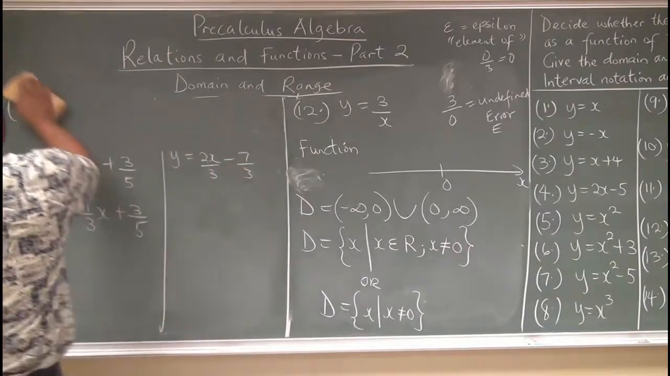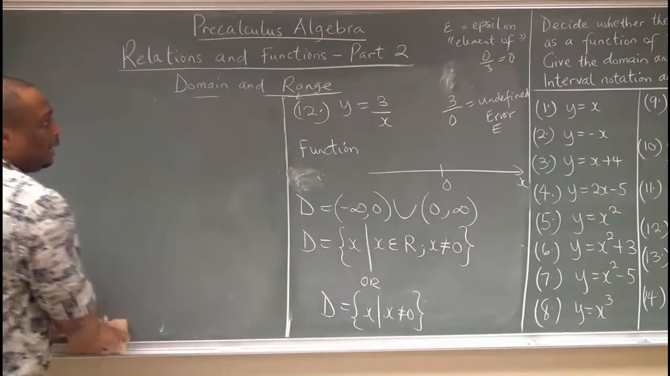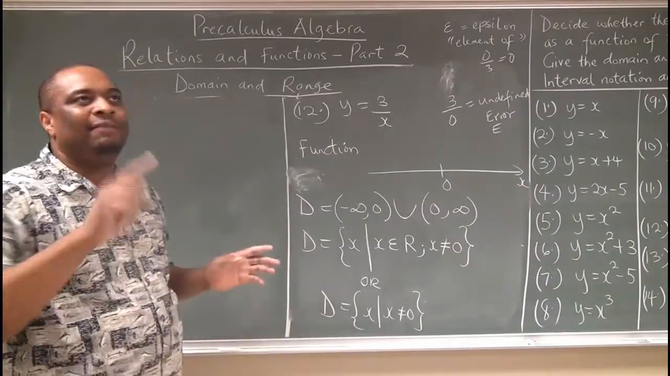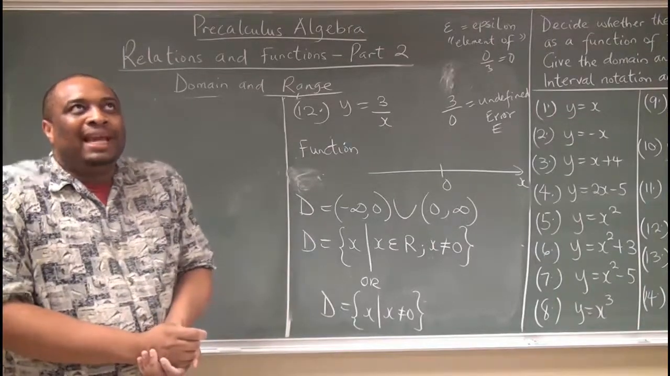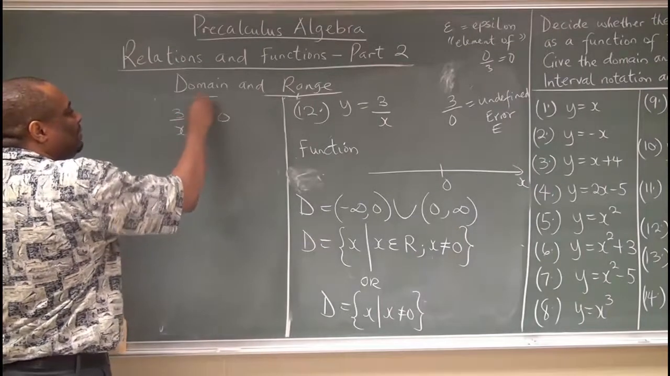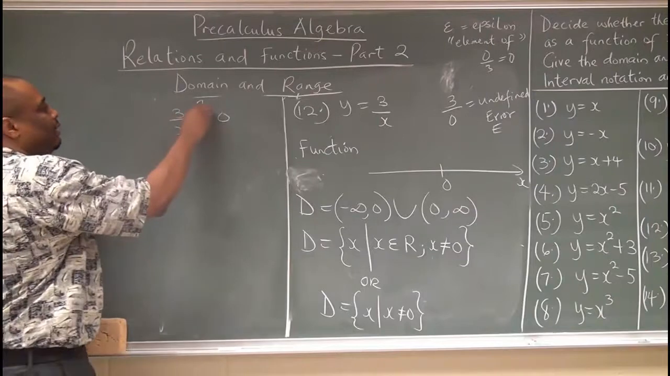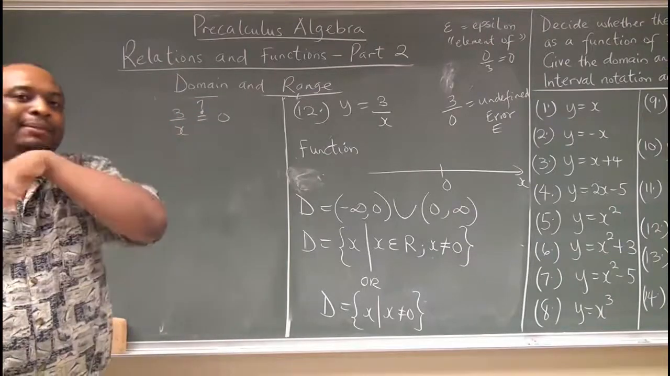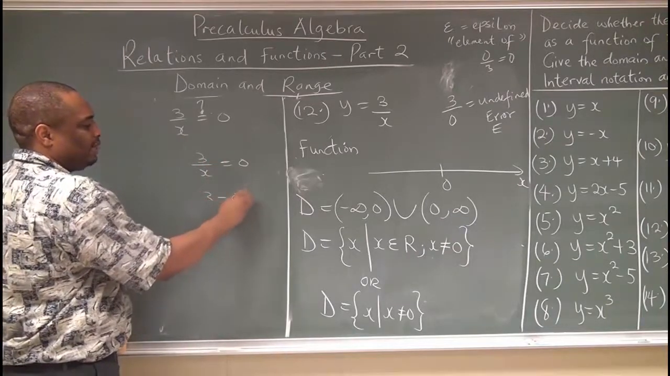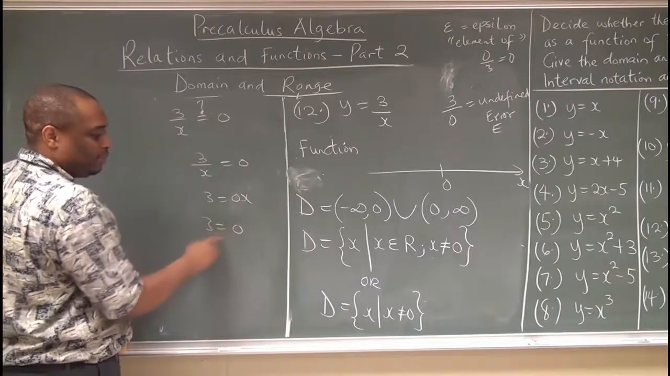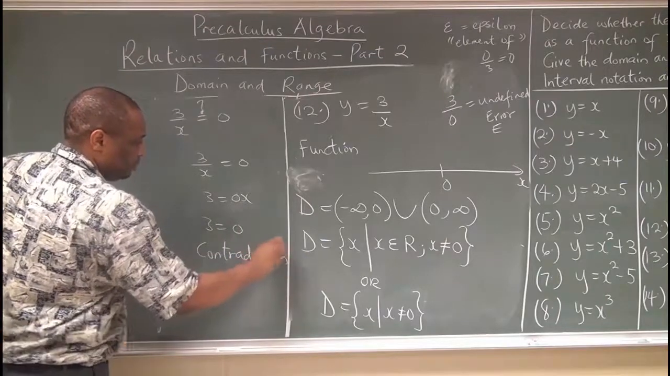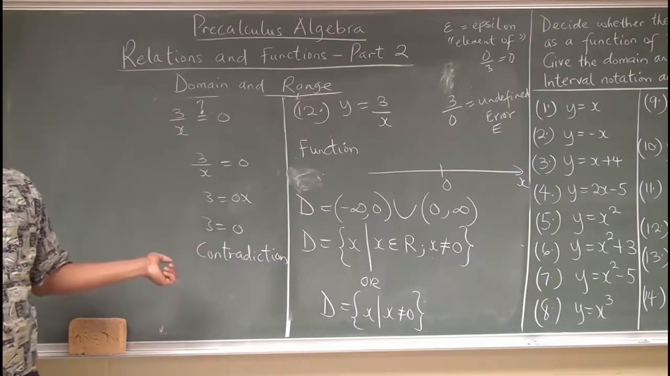Now, what will be the range? What do you think will be the range of that? You come to the range now, the result, the output. 3 divided by x could be anything? Is 3 divided by x, can it ever be 0? Assuming you do 3 over x equal to 0, you can have 3 equal to 0x. And then you have 3 equal to 0. This is a contradiction.